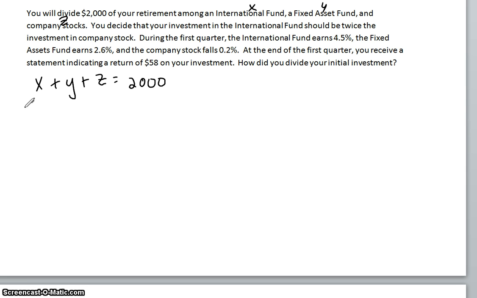The percentage of each one, 0.045x plus 0.026y minus 0.002z, because the stock falls. The stock falls, it's a negative, equals $58.